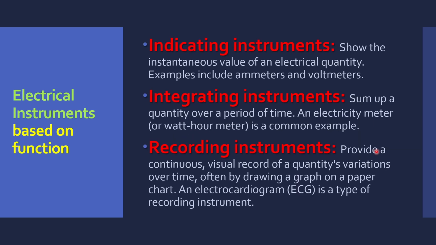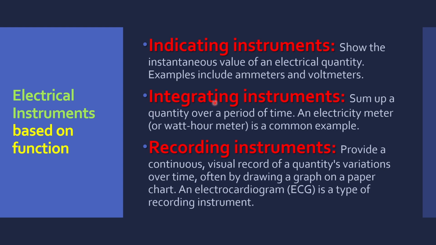Let's proceed. Now, based on functions, electrical instruments can be divided into three categories like indicating instruments, integrating instruments, and recording instruments, as we discussed earlier. So indicating instruments are the instruments that show the instantaneous values of the electrical quantities, be it current, voltage, power, or frequency. Examples include ammeter and voltmeter.